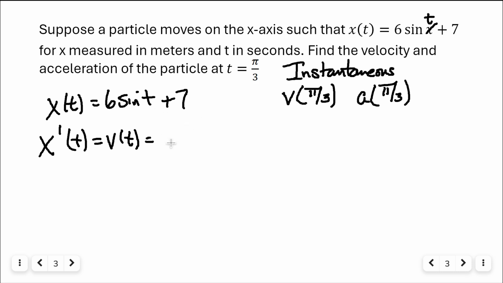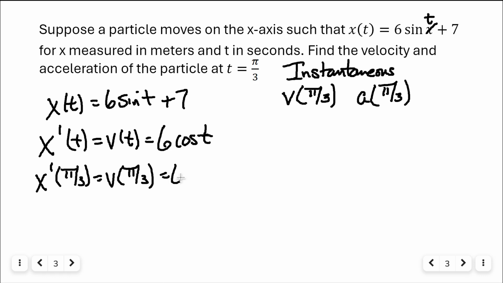So I need to derive 6 sine t plus 7. The derivative of 6 sine t is 6 cosine t. The derivative of 7 is 0, so that drops out. And now to find the instantaneous velocity at pi over 3, I'm going to find x prime of pi over 3, which is really just v of pi over 3, which is 6 times the cosine of pi over 3. And now I'm going to go on that unit circle that I know so well and find 6 cosine of pi over 3. Cosine's the x coordinate there at pi over 3, and that would be a half. So half of 6 is 3.